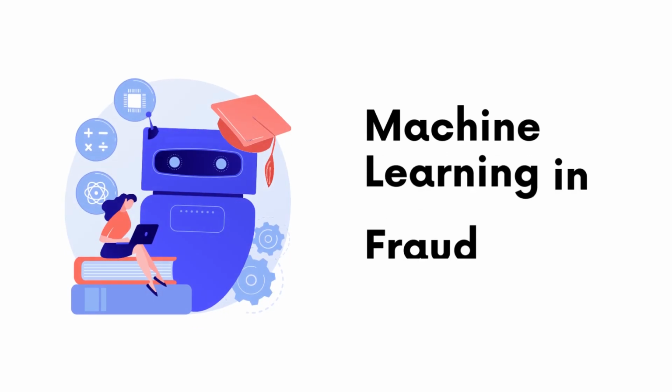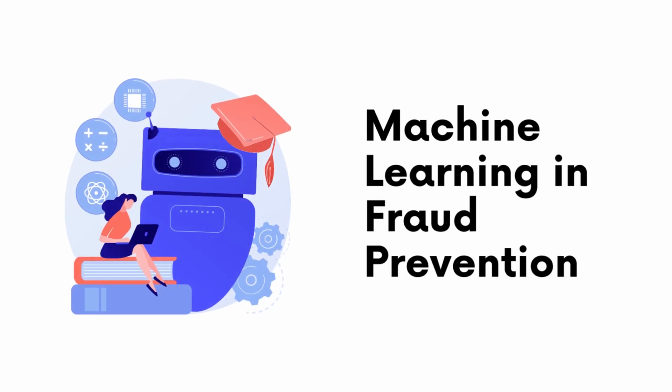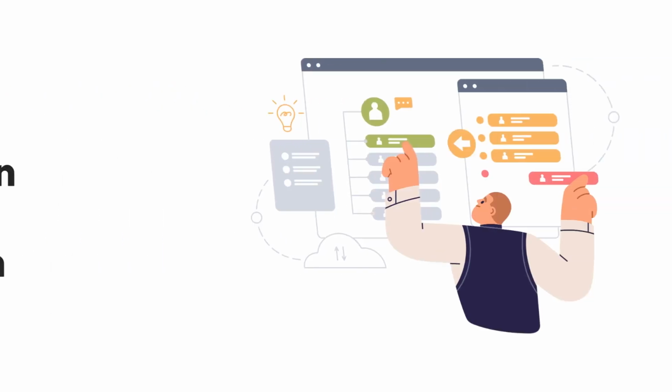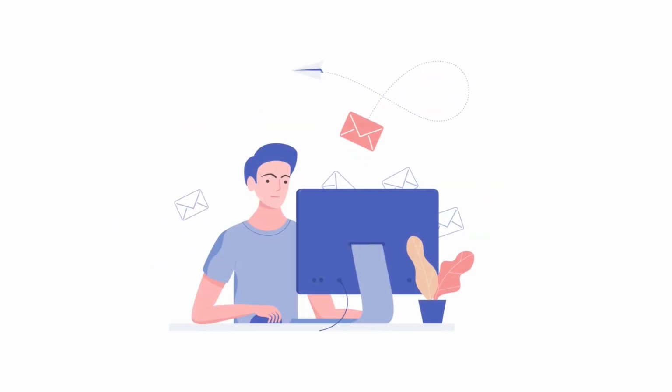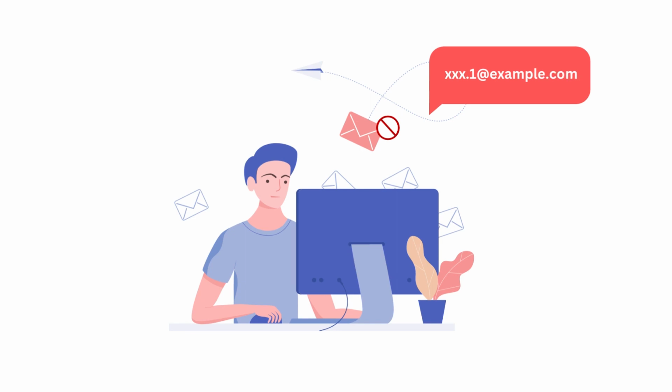In the era of technology, machine learning, a form of artificial intelligence, AI, has emerged as a powerful tool in fraud detection and prevention. Traditional rule-based systems and manual review processes are often unable to keep up with the ever-evolving tactics of fraudsters. For instance, the email blacklist contains xxx.1@example.com being a fraudster, so any order from that email address can be flagged as fraud.